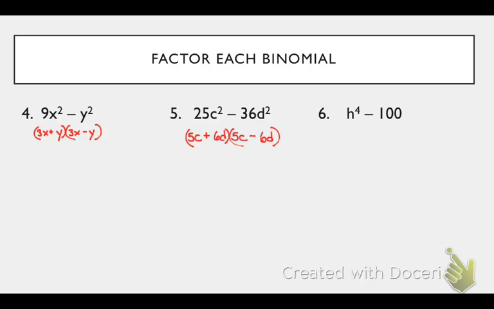Now, number 6 is a great one, h to the 4th. Well, is that a perfect square? As long as it's an even exponent, you can take the square root. The square root of h to the 4th would be h squared, because if you think about it, this would be h squared times h squared. You would keep your base and subtract your exponents.